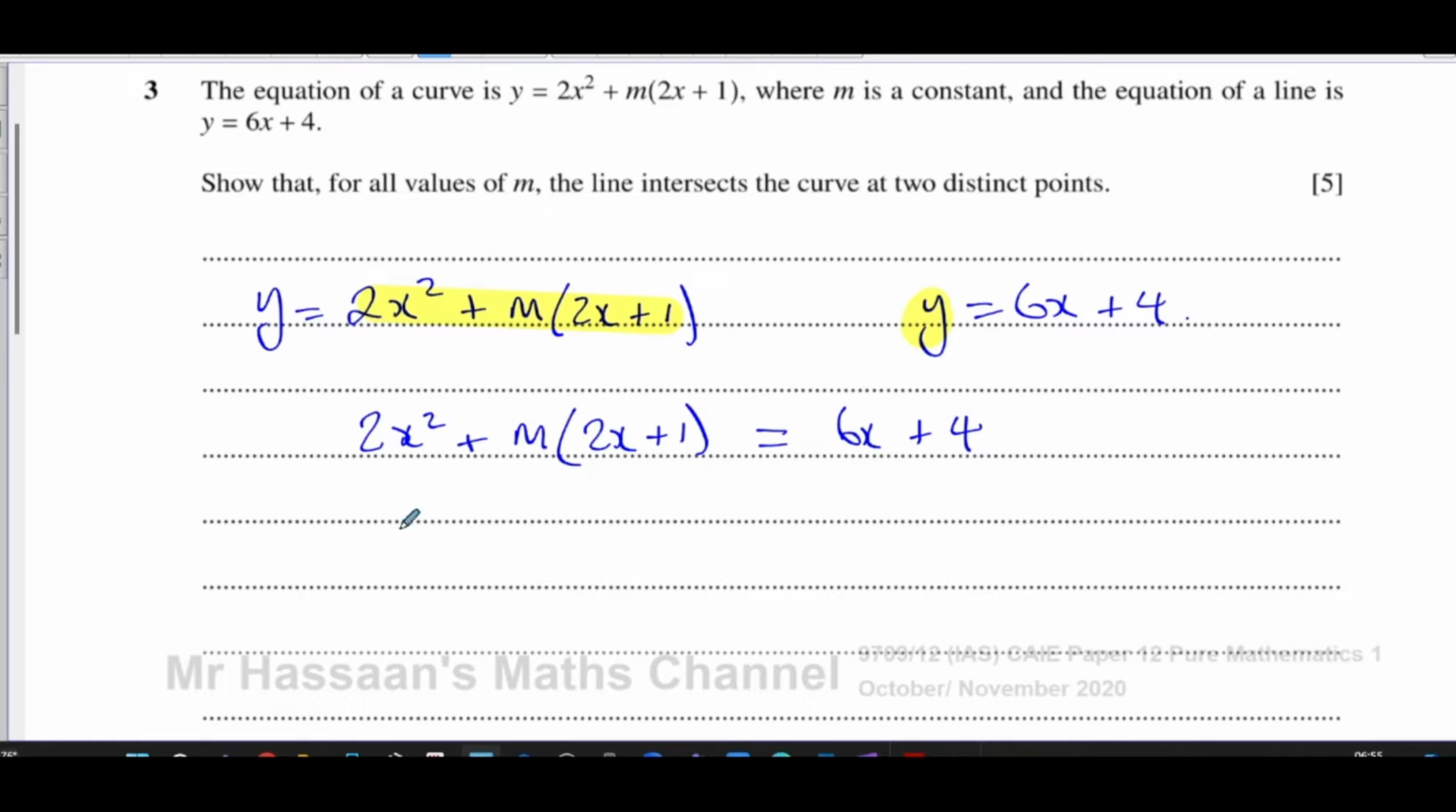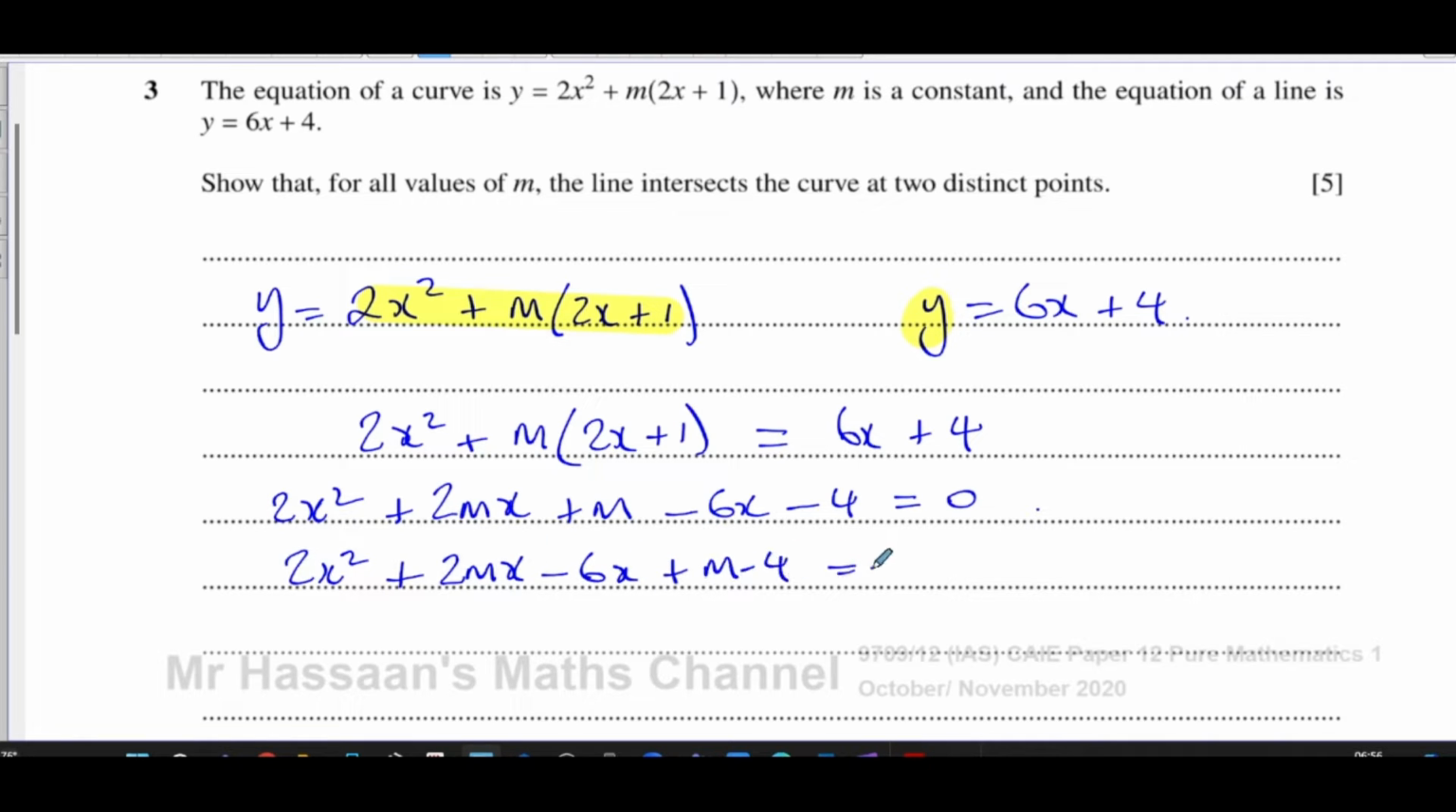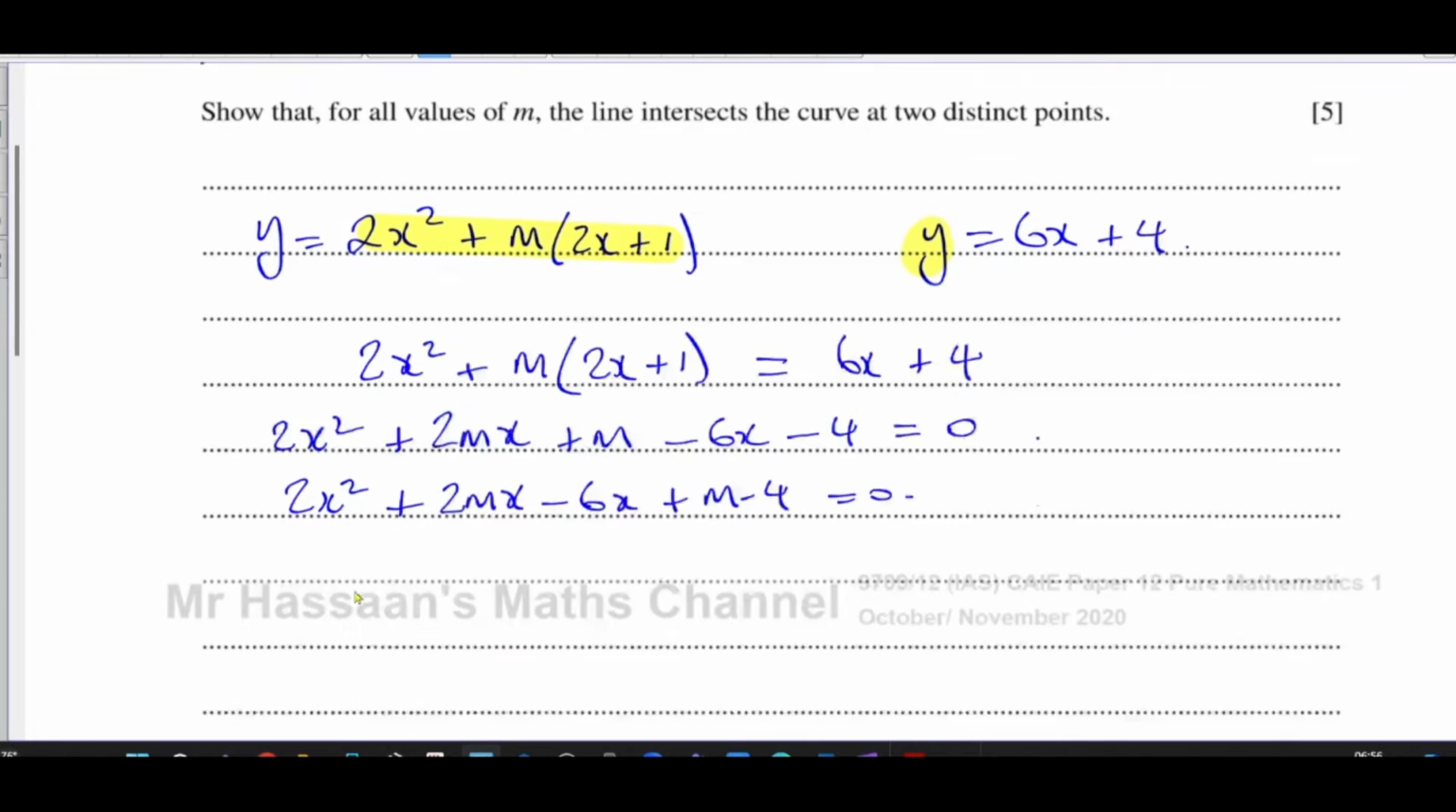So the first thing we're going to do is, as it's a quadratic, I'm going to make it equal 0. So I'm going to have 2x squared. Now I need to expand this bracket here to separate the x terms and the constant terms. That's going to be 2mx, and it's going to be plus m. And I'm going to subtract 6x from both sides and subtract 4 from both sides, equals 0. Let me collect together the x terms. Now 2x squared, I've got 2mx minus 6x, and I've got plus m minus 4 equals 0. So there's my constant term, there are my x terms, and that's my x squared term.